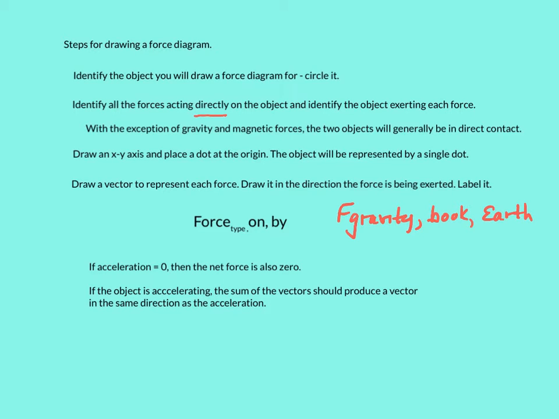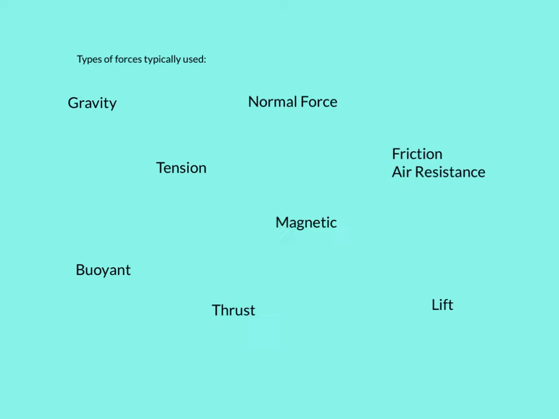Okay? If the acceleration is 0, then the net force is also going to be 0, and this is going to have implications about how we draw our arrows. If the object is accelerating, then we're going to have a net force that's not 0, and that also is going to affect how we draw our diagrams.